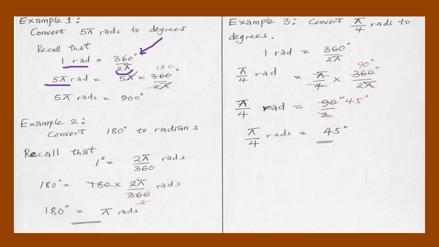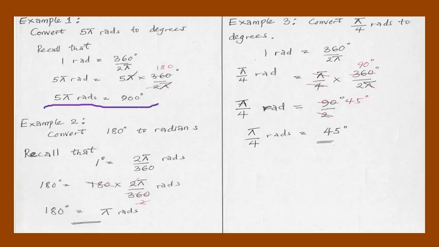So let's go ahead and do that. 5 pi radians will be equal to 5 pi times 360 over 2 pi. Then pi cancels pi, 2 goes into 360 and you have 180. 5 times 180 equals 900 degrees. So 5 pi radians is equal to 900 degrees.